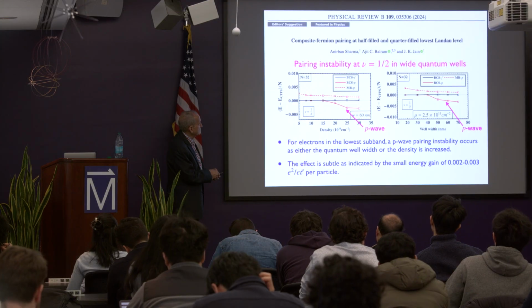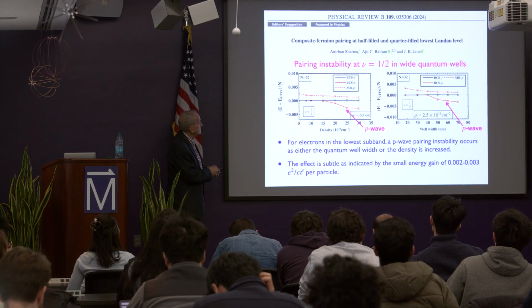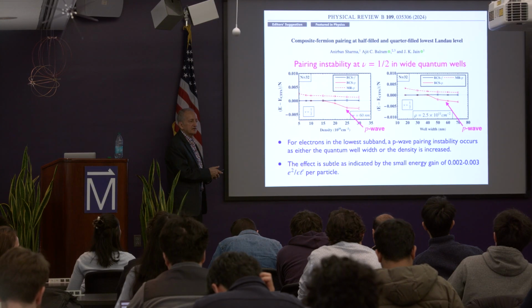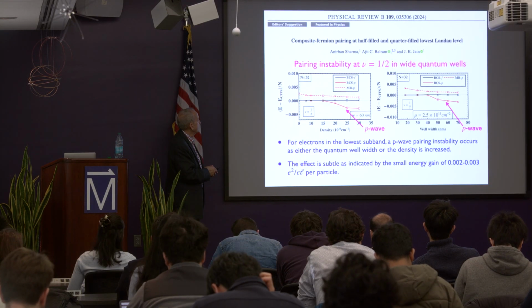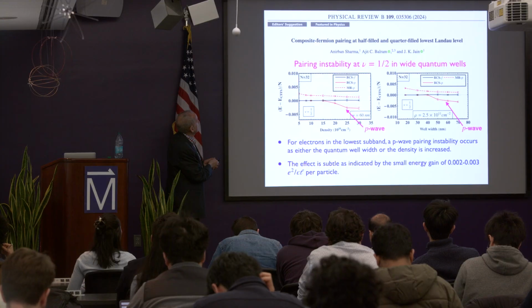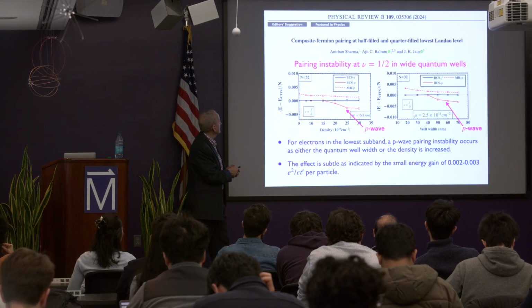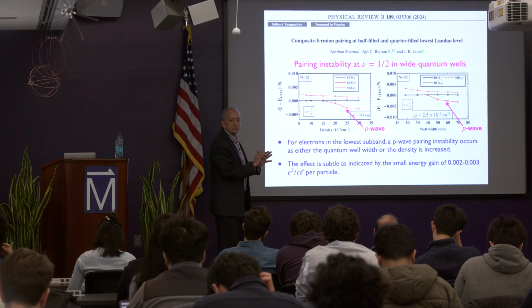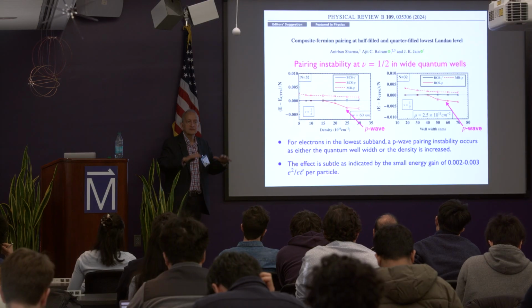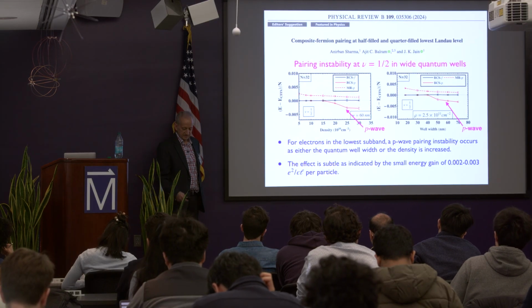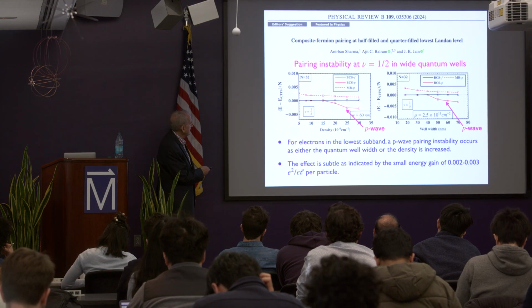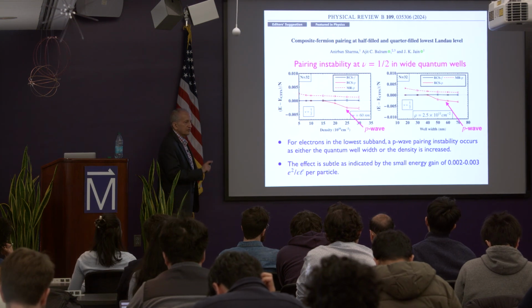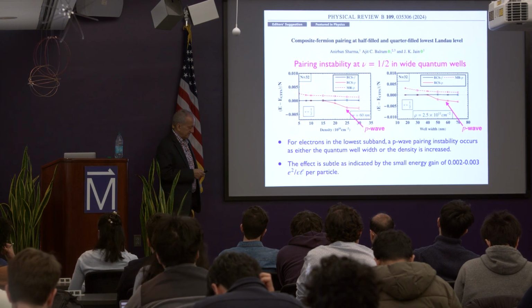Or you could stay at a fixed quantum well width, change the density, and again you find that at some point there is a P-wave instability. Let me also mention that if we take the more Read-Rezayi wave function, then it never is stabilized. It always has higher energy than the Fermi sea. The gain in energy is extremely small, so it's a rather subtle effect here.